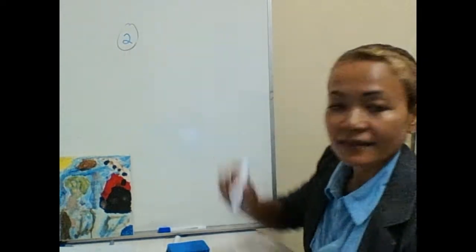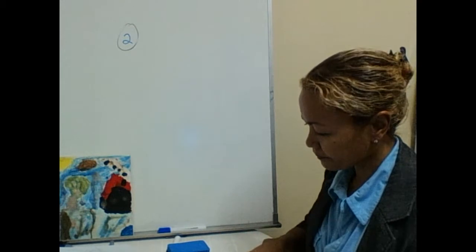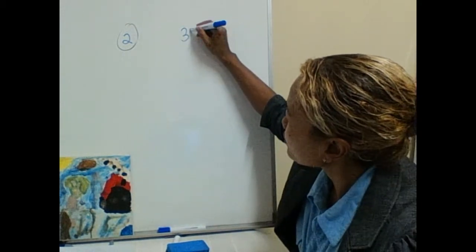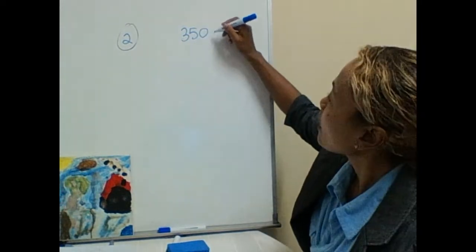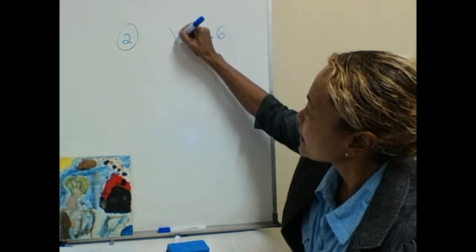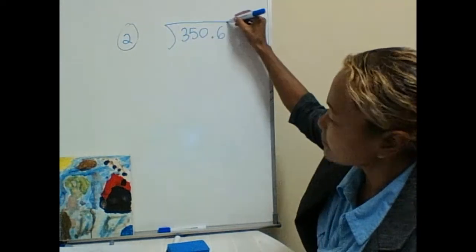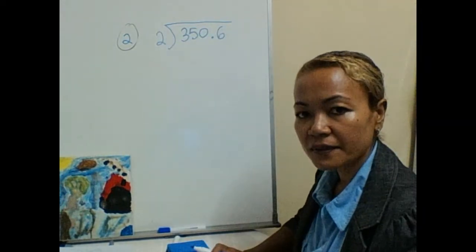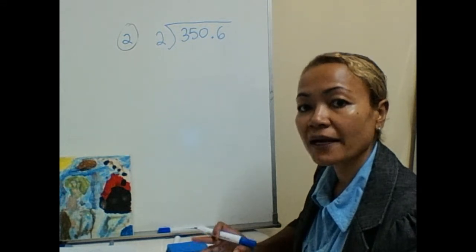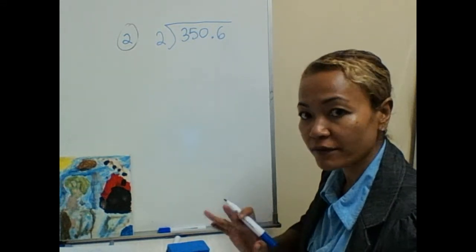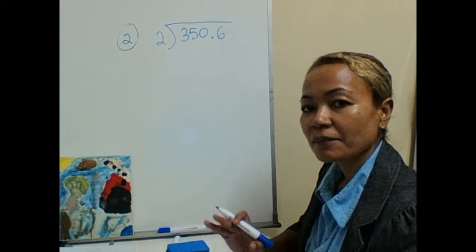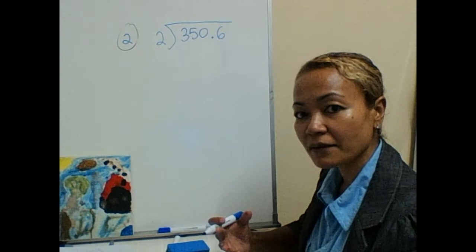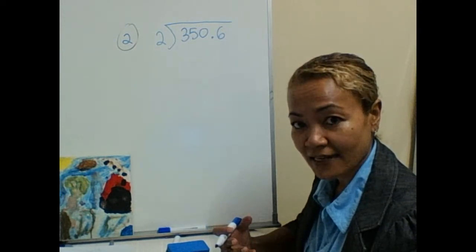Okay. Now with slightly more numbers to deal with. 350.6 divide by 2. See, these first examples are examples where you're dividing by a whole number. So only one of the two numbers is a decimal, but the number you're dividing by is a whole number, and it's a whole number that's less than 10.